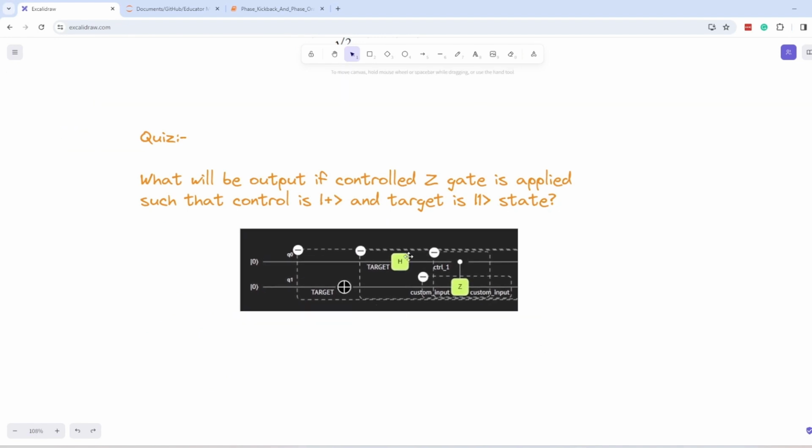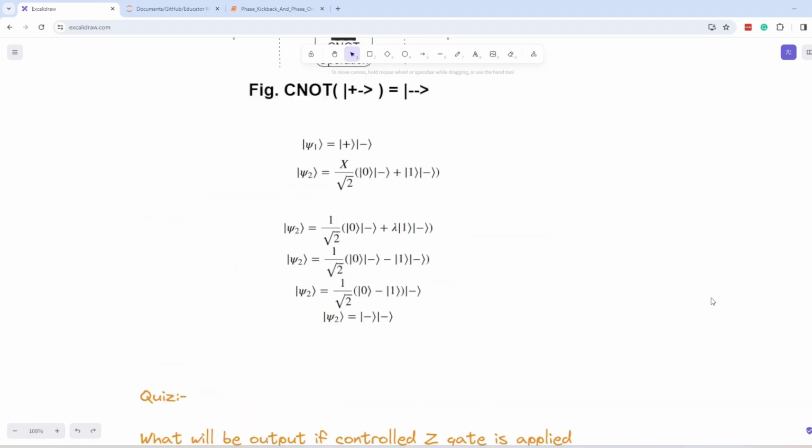There we will see how this circuit will work. So yeah, thanks.